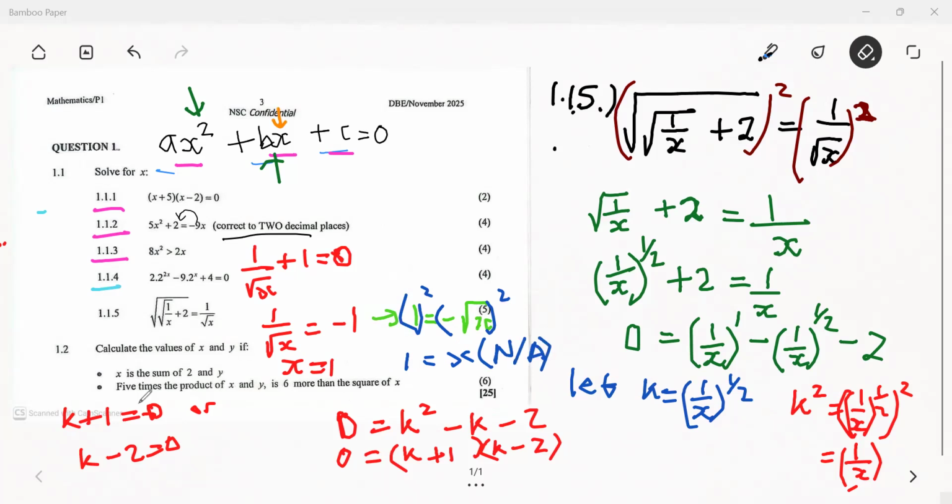But what about the other equation? I got a second equation, k minus 2 equals 0. So for that one, I'm going to say 1 over square root x, because that's what k is, equals 2. Multiply both sides by square root x.